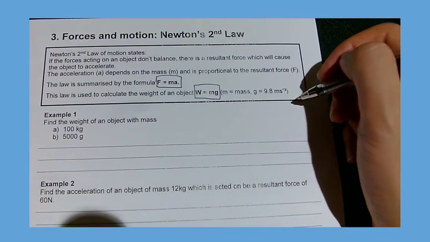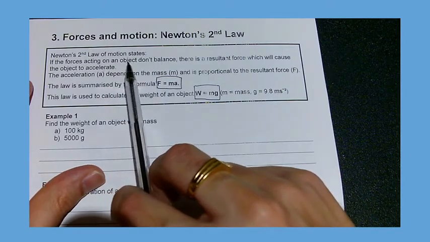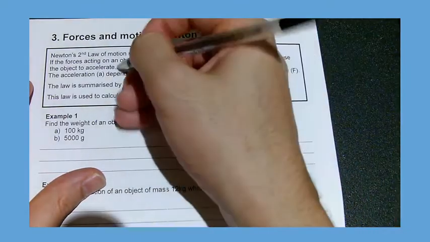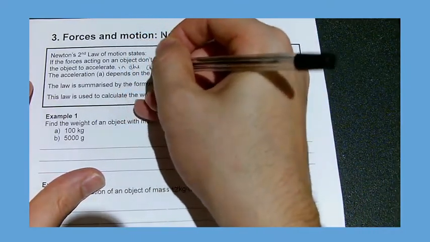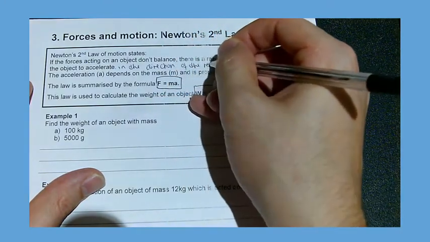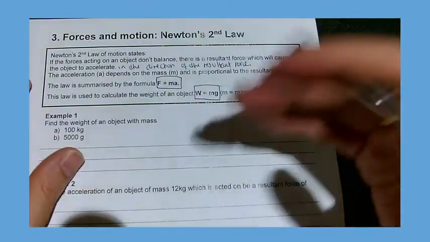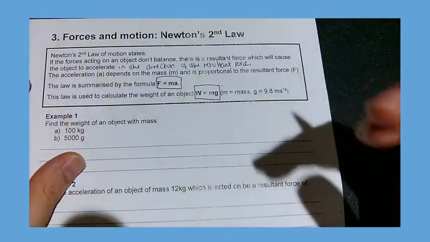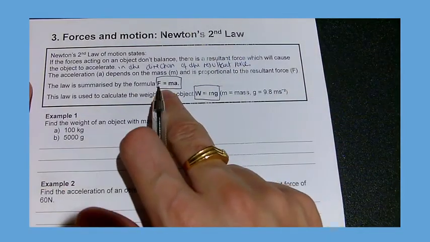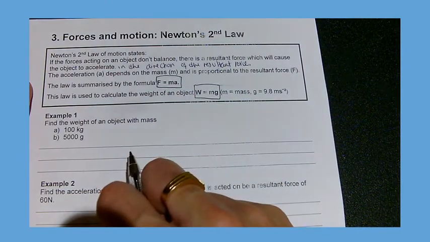Now I've got to add a couple more details to this, which are quite important. So I'll just read this again. If forces acting on an object don't balance, there is a resultant force which will cause the object to accelerate in the direction of the resultant force. So it's important to realize that there's an overall resultant force and the object will accelerate in that direction with this law. This resultant force will be equal to mass times acceleration.